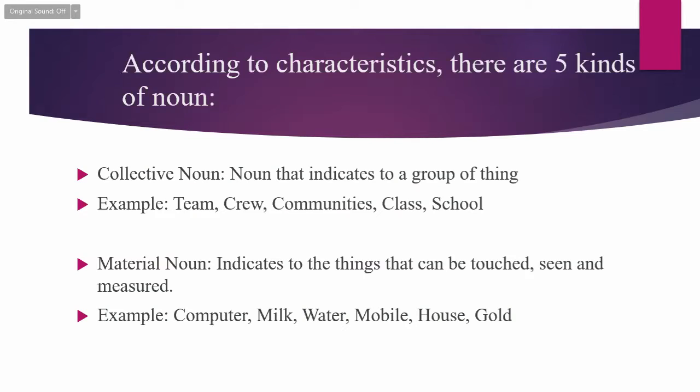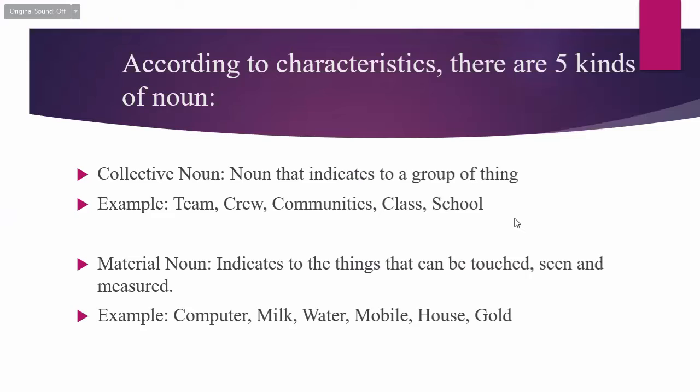Let's go to the next one. There is collective noun. So you know what a collective noun is. A noun that indicates a group of things, right? A team, a crew, communities, a class, a group of people constitute a class. So in a team, there will always be a group of people. So it indicates a group of things or people, right? So that's collective noun. The next one is material noun.